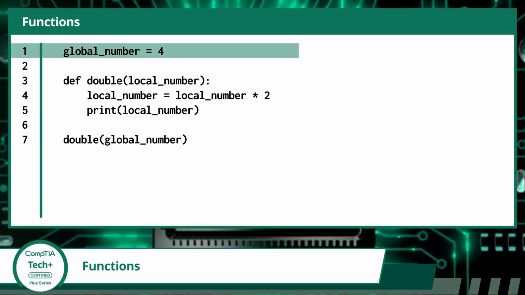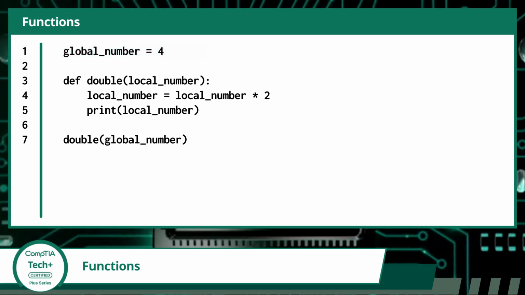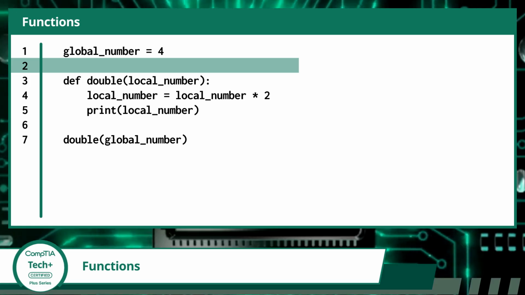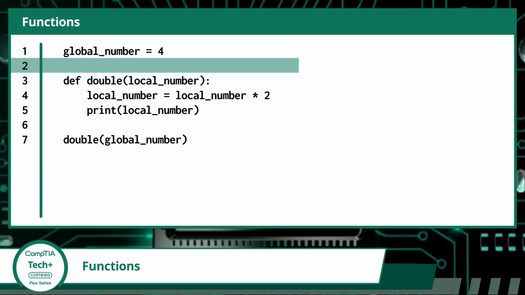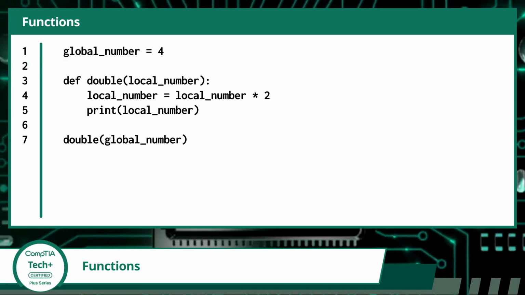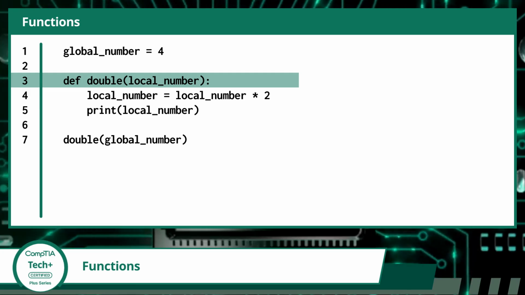On line 1, we declare a variable named global number and assign it the value of 4. On line 2, I have left a space. This is common practice just before defining a function, as it makes your code easier to understand. On line 3, we define our function. Def is a keyword used to define a function in Python. This is followed by the function name. The function name is what we will use to call the function when needed.